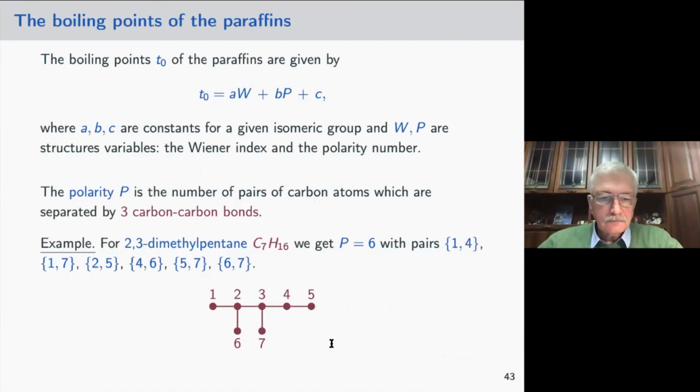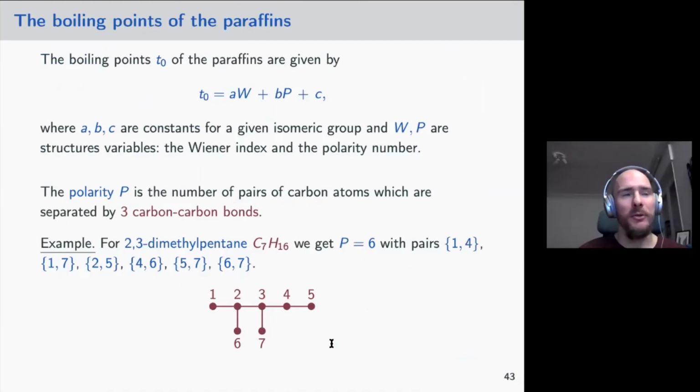And is this polarity actually well understood for fullerenes? Because I guess if one wants to figure out how this boiling point behaves, then it's natural to understand the Wiener index, but also the polarity. Do you know anything about that? And does it actually have any meaning for the polytopes?